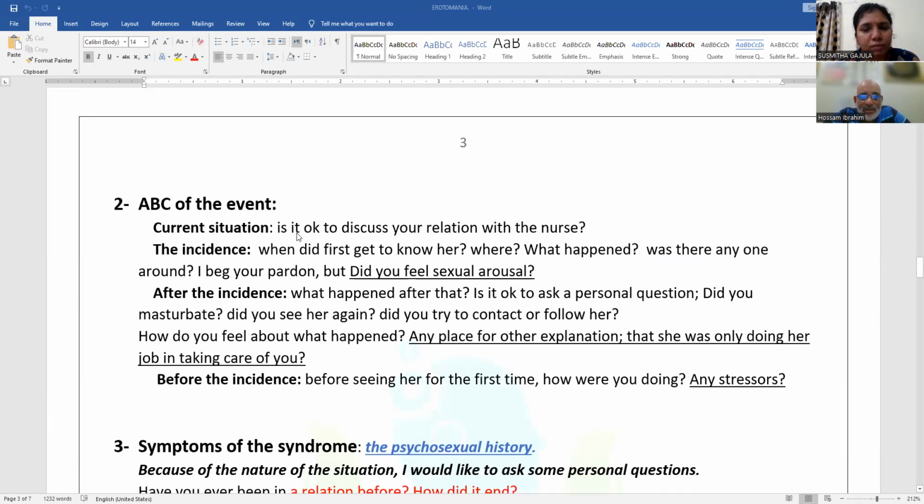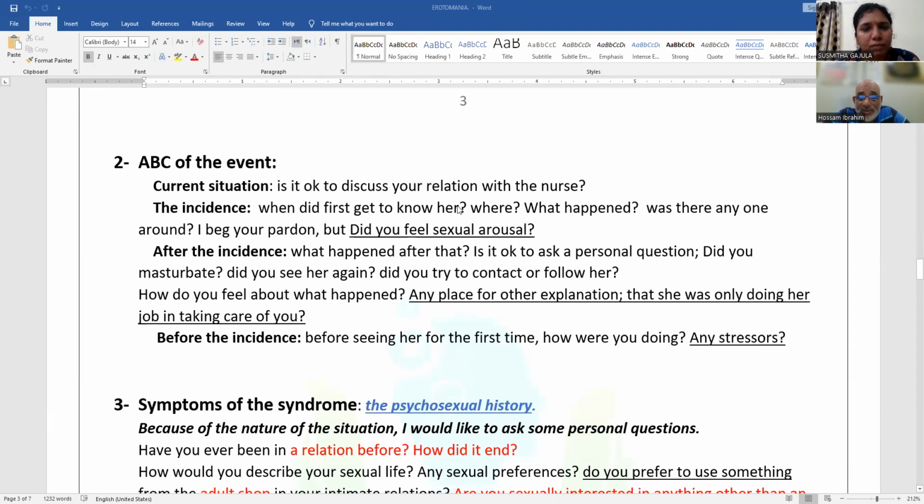You want to know the current situation. Is it okay to discuss your relation with the nurse? When did you first get to know her? Where did this happen? What happened? Was there anyone around? I beg your pardon, did you feel any sexual arousal when she was trying to approach? You want to know the incident: when did you first try to get to know her? Where did this happen? What happened? Was there anyone around? Was there any sexual arousal?